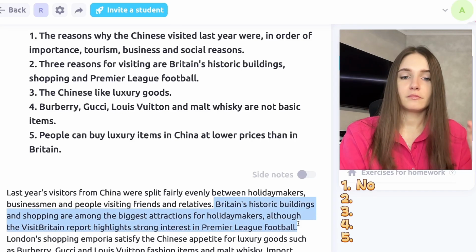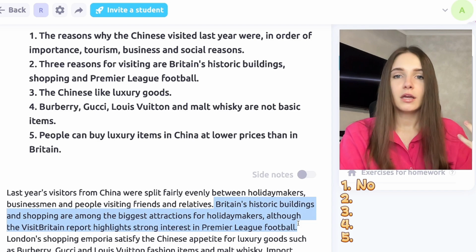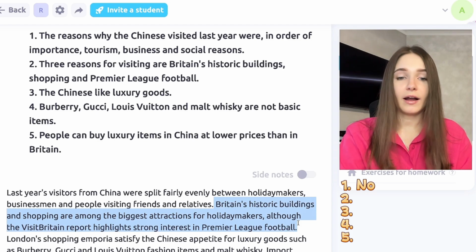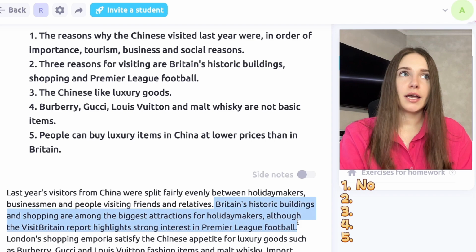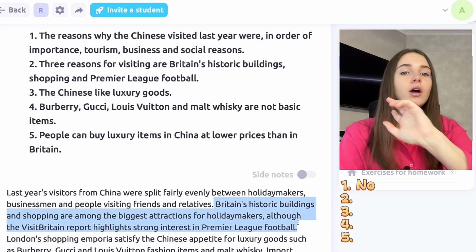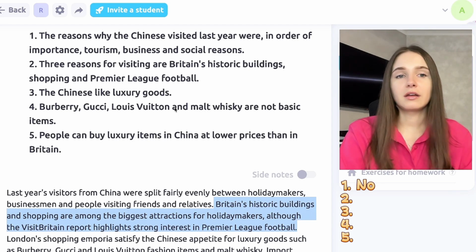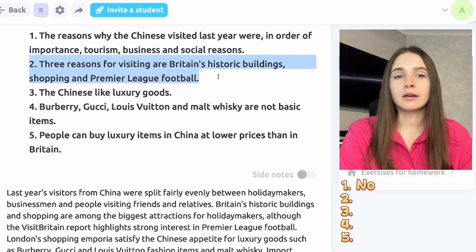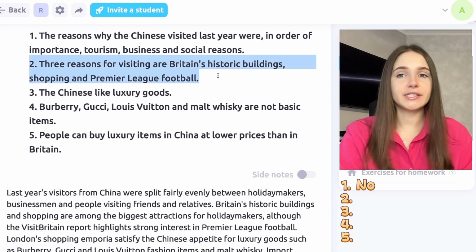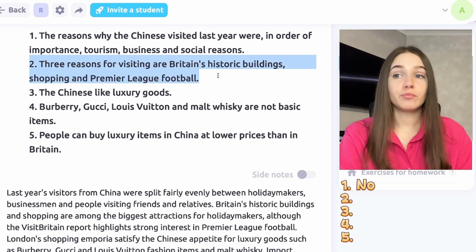Yeah, we have among the biggest attractions... Yeah, and this report highlights strong interest. So it doesn't say stronger interest, nothing like this, and we don't have anything about it in the task. Yeah, the task is here. Just the 3 reasons. They do not make any stress about any reason being more important.